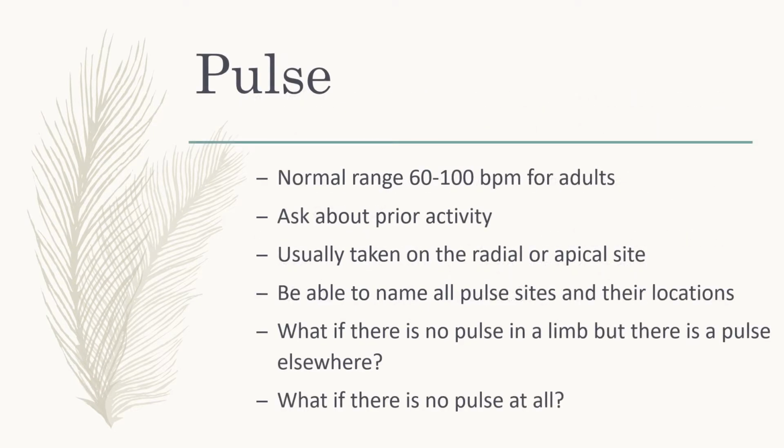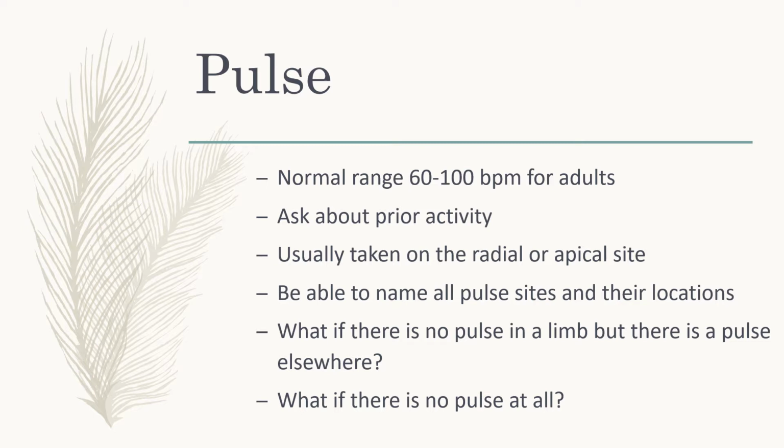So for pulse, the normal range is 60 to 100 BPM, which stands for beats per minute in adults. You ask about your prior activity. That's going to affect their pulse rate if they were sleeping or if they were walking. Whatever it is that they were doing right before you check that pulse is going to have an effect on it. It's usually taken on the radial or apical site, and you want to make sure that you can name all the pulse sites and their locations.